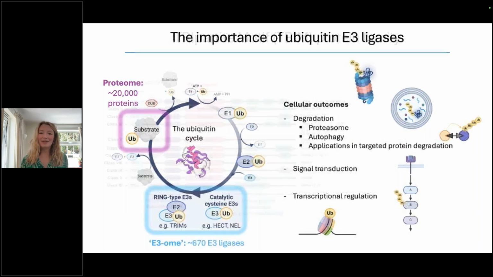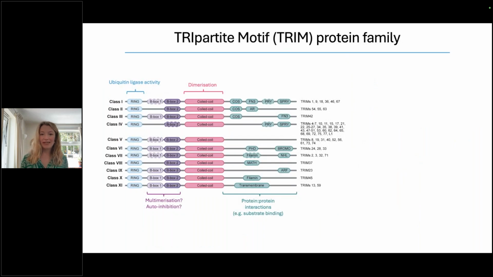And we're going to be talking today about the TRIM protein family. These are called TRIMs because they have this characteristic tripartite motif of a ring domain, one or two B-box domains, and then a coiled coil domain. And then at the C-terminus, there are these variable domains, and they classify the TRIMs into these 11 different classes.